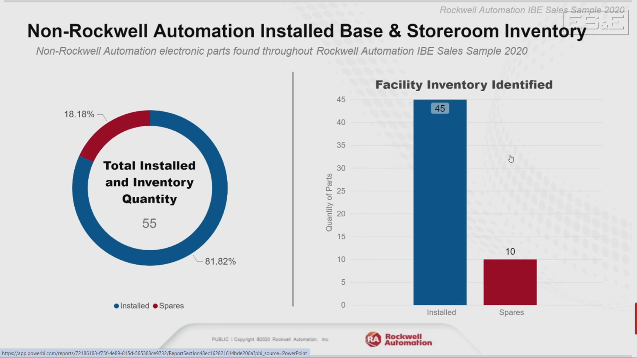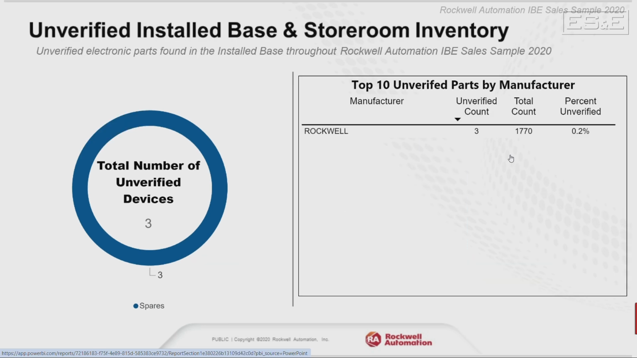So for the non-Rockwell items, they're not Rockwell items. They don't sell them. We don't know exactly what the prices on these may be. They give you a number of how many you have. So between your storeroom and your install base, you have 55 items that are non-Rockwell, at least for the sample report, right? They're all going to be a little different. Sometimes there are some unverified items. Typically we can find just about everything that we collect within the software that we input the data into.